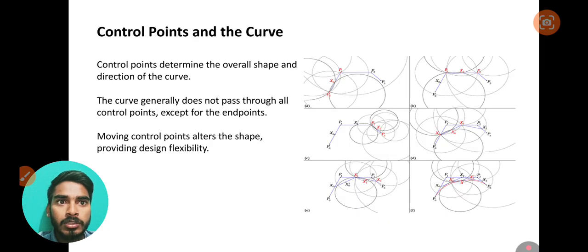Control points and the curve. Control points determine the overall shape and direction of the curve. The curve generally does not pass through all control points except for the endpoints. Moving control points alters the shape, providing design flexibility.